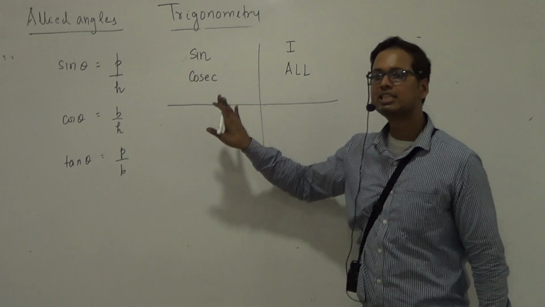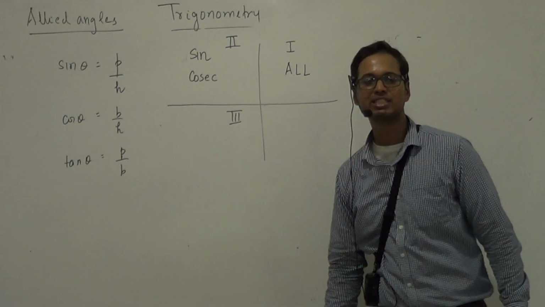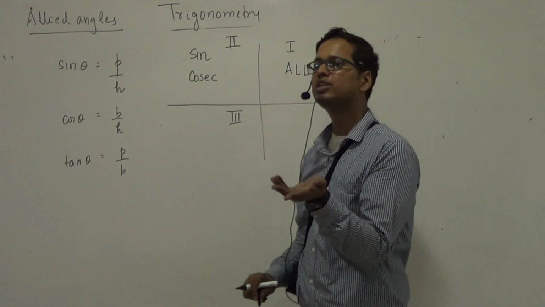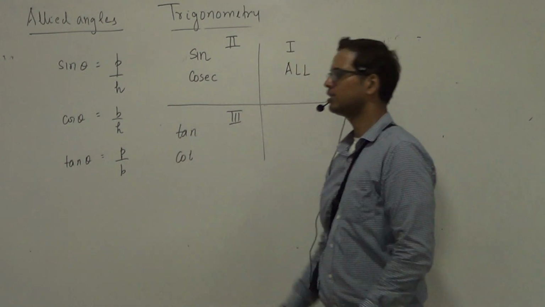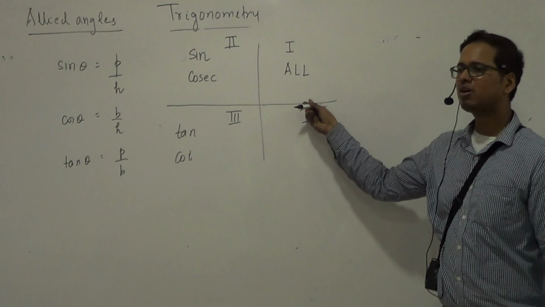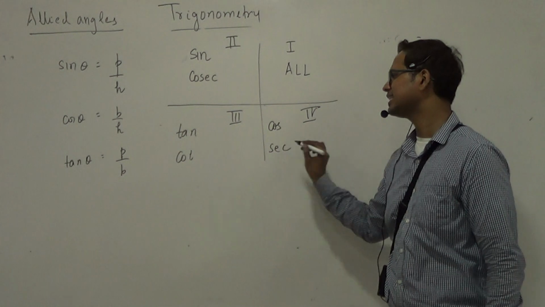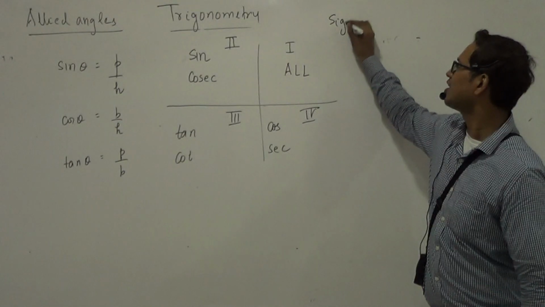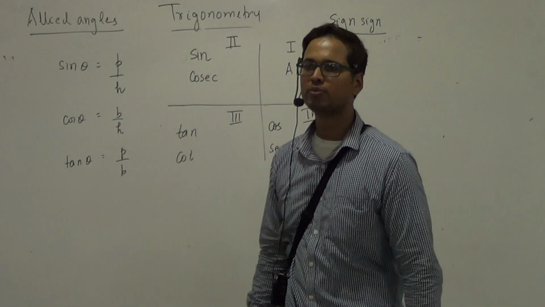In the third quadrant, tan and cot are positive. P and B both are negative, so the ratio of P by B, whether tan or cot, is positive. And in the fourth quadrant, B is positive and H is positive, so any ratio made with B and H, which is cos and sec, would be positive. So this is the sign scheme of any trigonometric ratio for any angle.